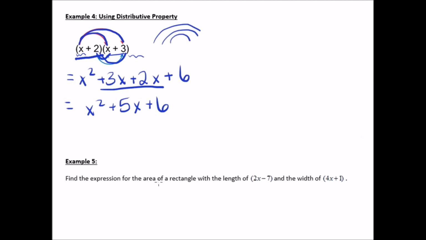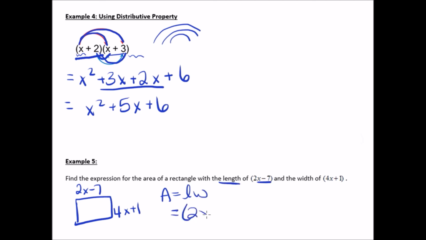Find the expression for the area of a rectangle. So this would be the rectangle, and the length would be 2x minus 7, and the width would be 4x plus 1. We know that the area is just the length times the width. So we have area equals LW, with a length of 2x minus 7 and a width of 4x plus 1.